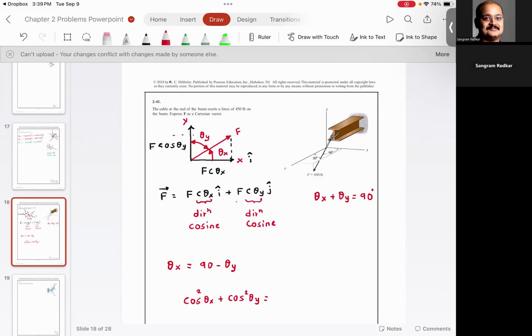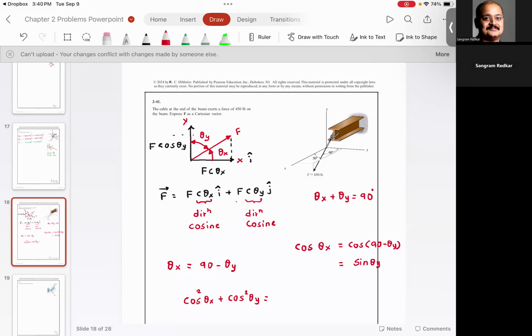We know the cosine of theta x is equal to cosine of 90 minus theta y. You agree with me? What is cosine of 90 minus theta y? Sine theta y. You agree with me?